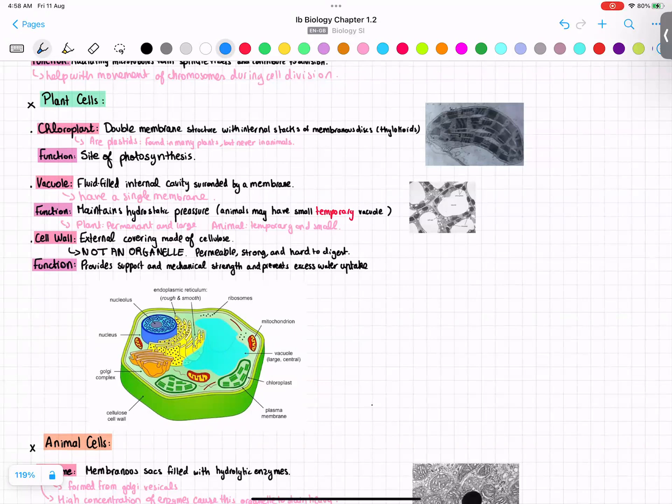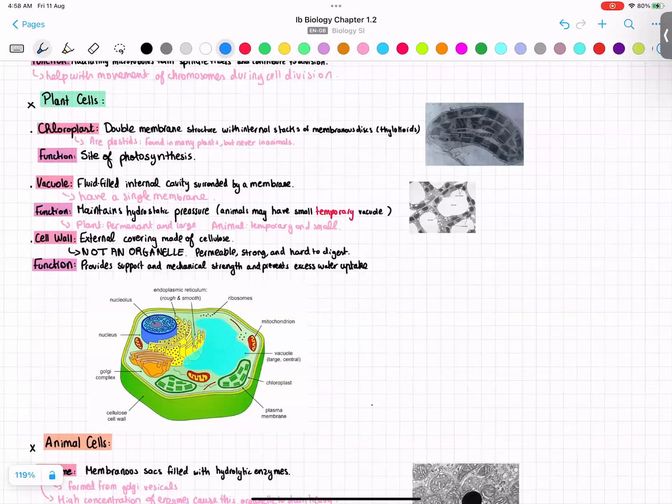These membranous discs are called thylakoids, and you are going to be learning more about this in depth if you are HL. Basically, you're going to be learning about this in chapter 8. But for the SL students, you're going to be learning about the process of photosynthesis in chapter 2.9, but not in depth. It's going to be very broad, very light.